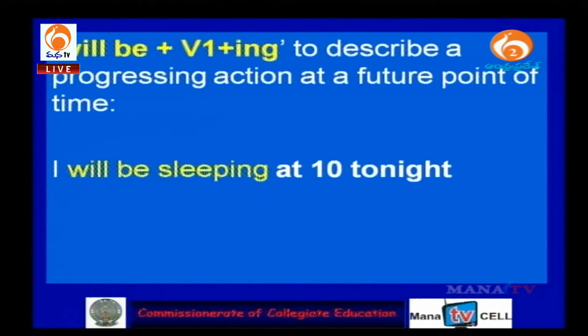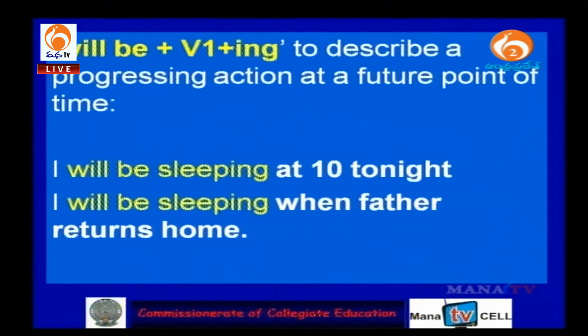Look at the sentence. I will be sleeping at 10 tonight. Here the adverbial tonight indicates the future time, and the point of time here is at 10. So at 10, what I am going to do is will be sleeping. That means will be plus ing form represents the continuation of action at a particular point of time in the future time. Now, I will be sleeping when father returns home.